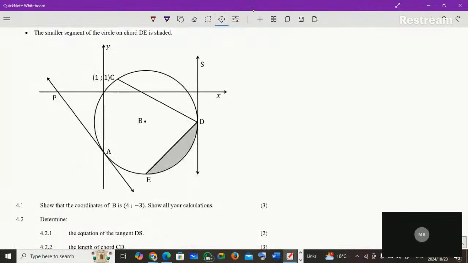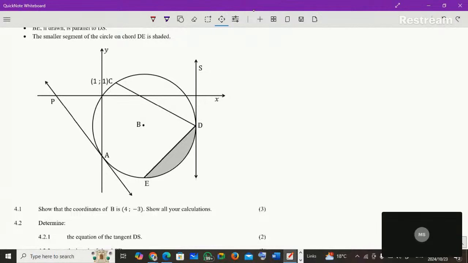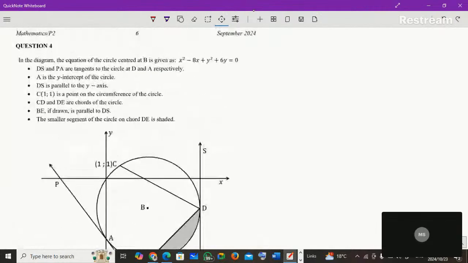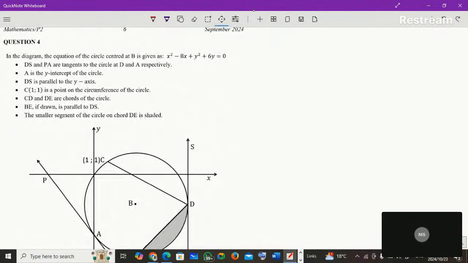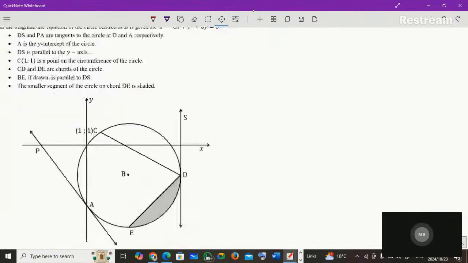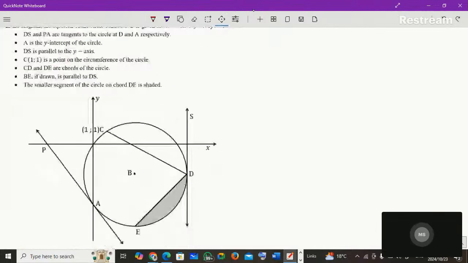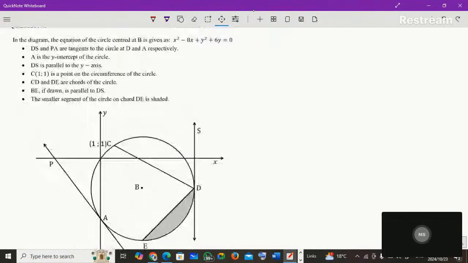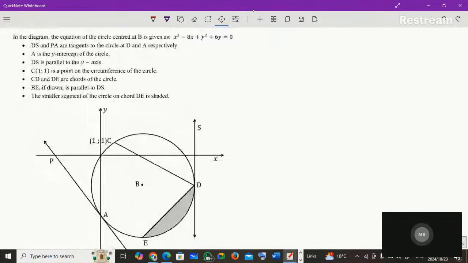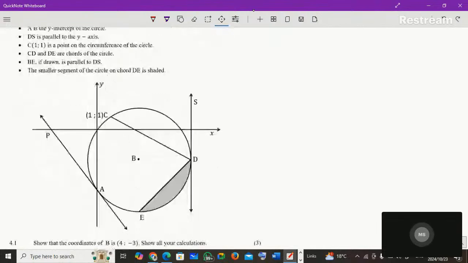4.1. The information that is given to us here at the top says in the diagram that x squared plus y squared plus 6y is equal to S, and PA are tangents, as you can see. Then A is the y-intercept of the circle. As you can see, DS is parallel to the y-axis.